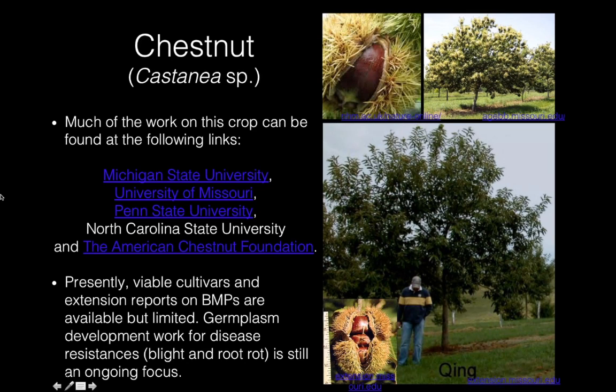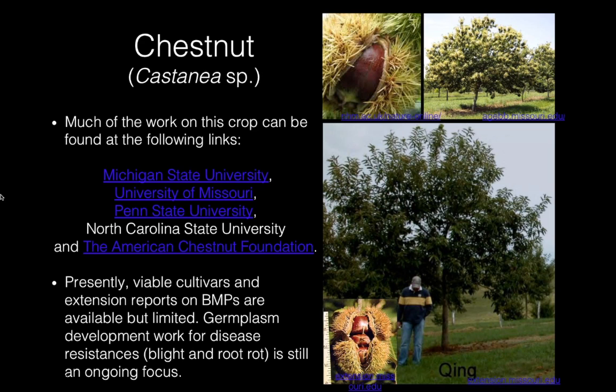There we go. So first, the chestnut. Much of the work being done on this crop is at the entities that you see on the slide. Michigan State University and University of Missouri do most of the cultivar development work. And there is some variability in their objectives based on the regional environmental stressors. If you want to learn more about cultivars, I would encourage going to either of their two websites.